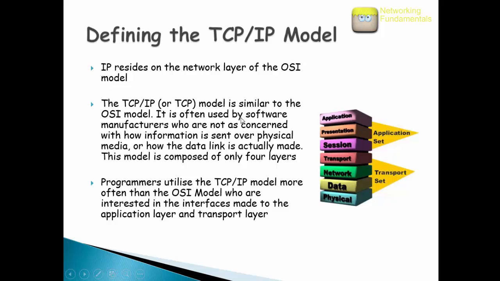So it's mostly software manufacturers who deal with the TCP model, because software developers don't really care about the bottom 3 layers, which are your network, data link and physical layers. Not that they don't care about them, but they wouldn't deal as much with them. Software developers deal more with the application layers and the requests that are sent and received, rather than the actual hardware of the components. So programmers utilize the TCP/IP model more often than the OSI model, and they're more interested in the interfaces on the transport layer and the application layer.